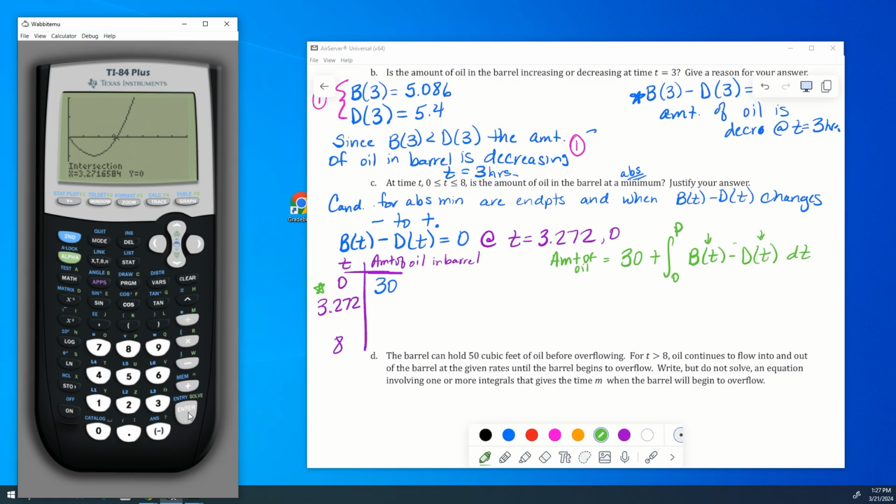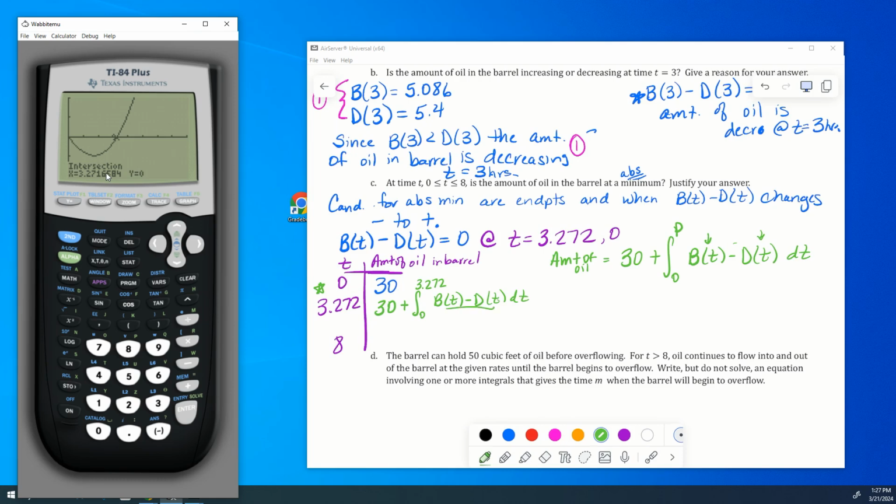But here's the deal. For this 3.272 or 8, I've got to figure out how much oil is in the barrel. So remember that this value is stored into X. Let me write this one out just to make sure you follow me. This one is going to be 30 plus the integral from 0 to 3.272 of B of t minus D of t. That's what I'm going to have to do.